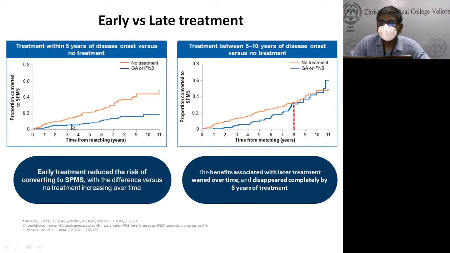So if you start treatment early, the risk of secondary progression is much lesser, and this curve actually widens with time passing. That means if you start treatment early, there is a reduced risk of converting to secondary progressive MS, with the difference versus no treatment increasing over time. Whereas if you start treatment, say 6 years after onset of illness, initially there might be a perceived benefit, but later the gap narrows down. That is, the benefits associated with later treatment waned over time, and after 8 years of initiation, irrespective of whether you receive treatment or not, some of them actually progress to the secondary progressive forms. So again, a major study to indicate that early treatment is effective in multiple sclerosis.